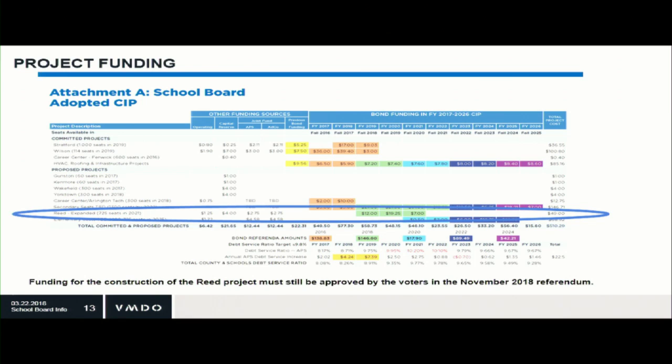The Reed project is not scheduled to be brought to the voters for authorization until November of 2018. It's scheduled to be on the referendum this coming fall. So at this point, we have the funding to continue through the design process, but before any construction can begin, we will need to go to the voters and tell them how much this project is estimated to cost and put it on the referendum for them to vote on. So there will be a definitive point at which a decision will have to be made.